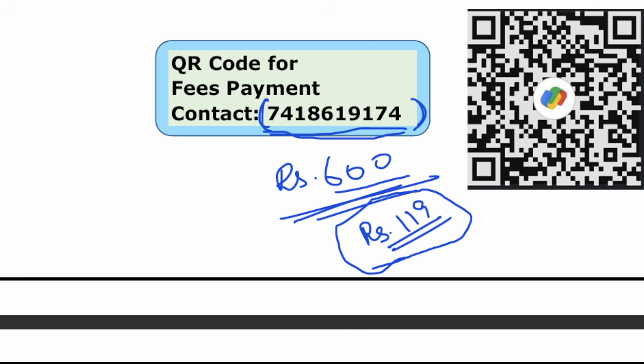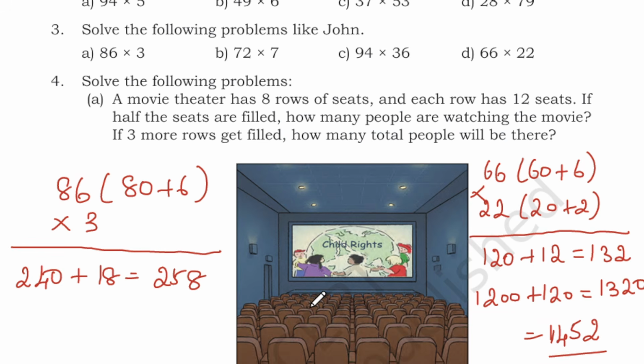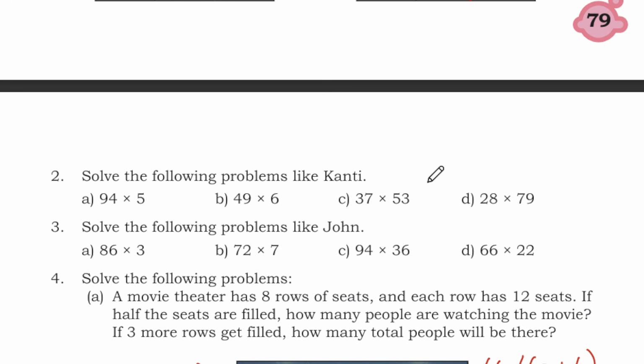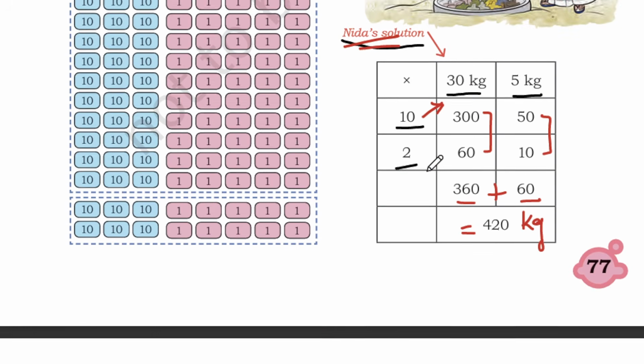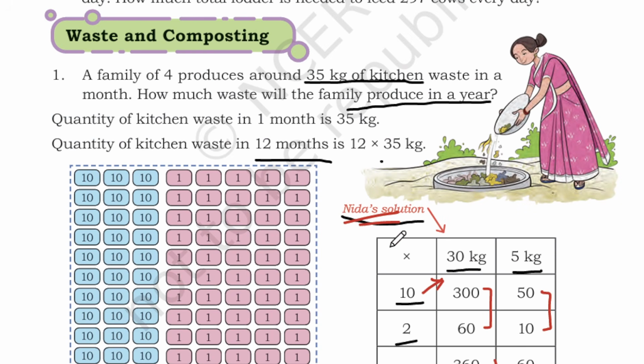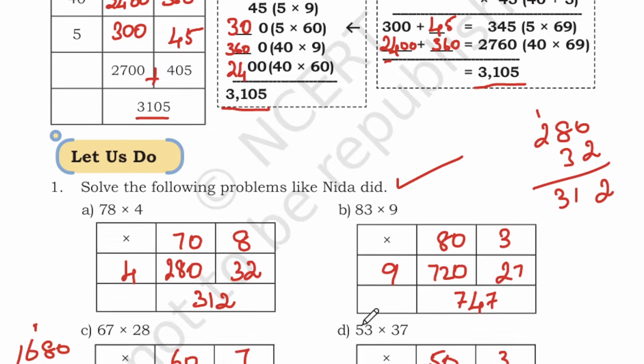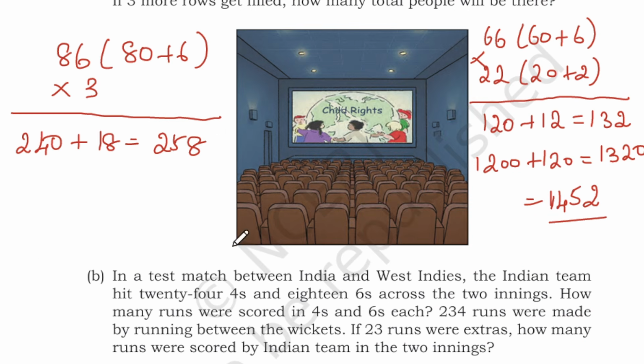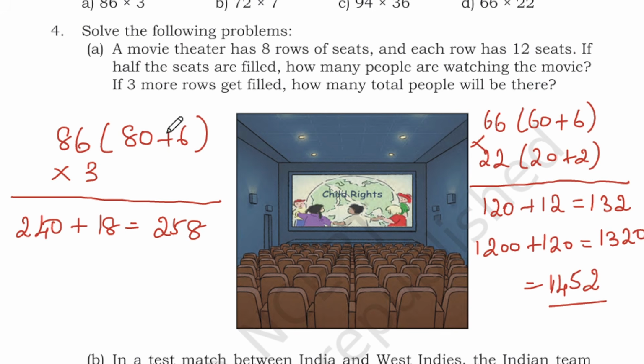So now we will go into the lesson. We already saw the methods of multiplication using Kanti's way, John's method, and also this girl Nida's solution. Now we will see a few sums. Look at the screen. A theater screen is given. A movie theater has 8 rows of seats and each row has 12 seats. If half of the seats are filled, how many people are watching the movie? If 3 more rows get filled, how many total people will be there?